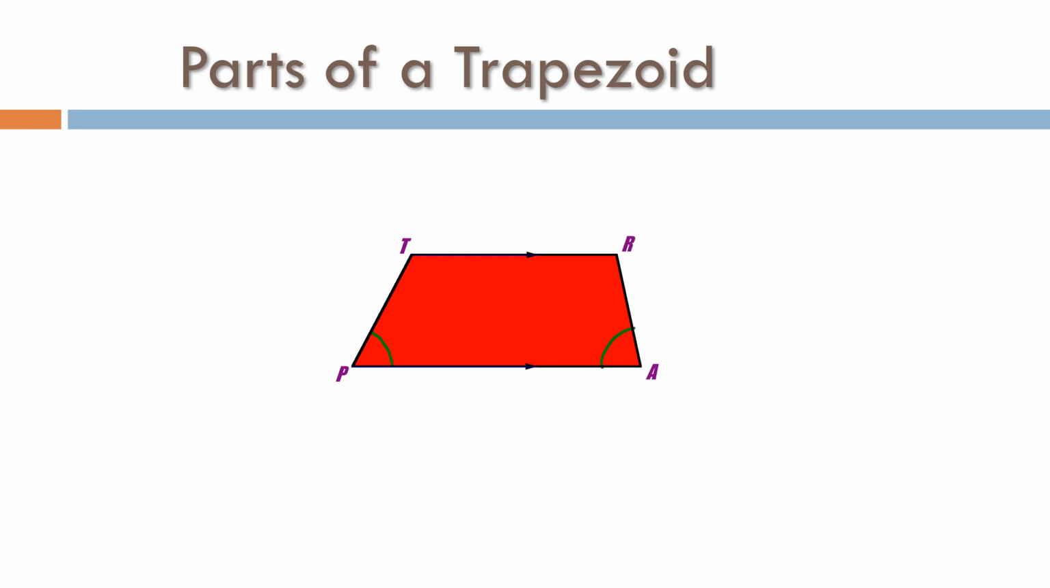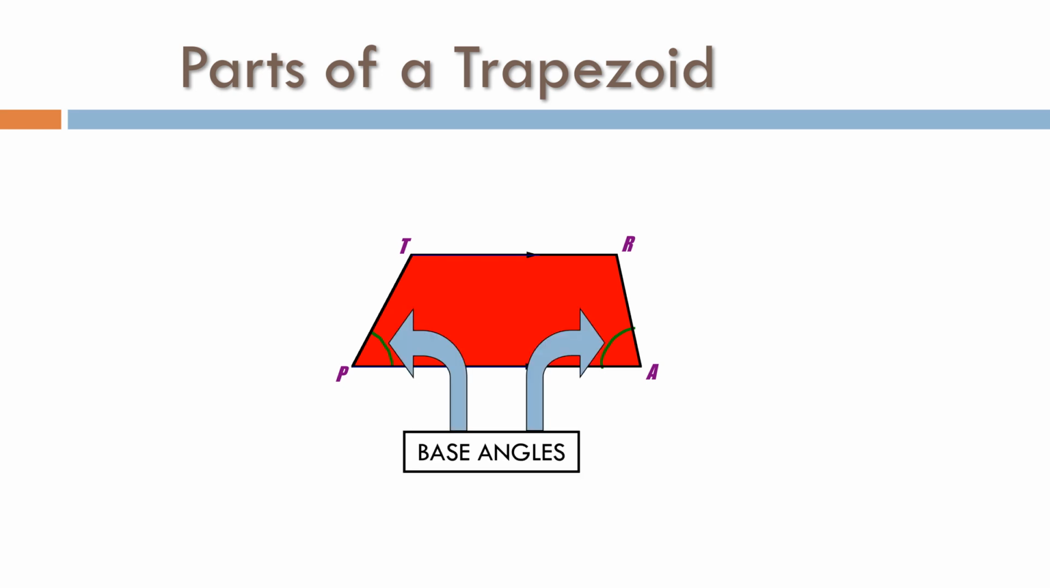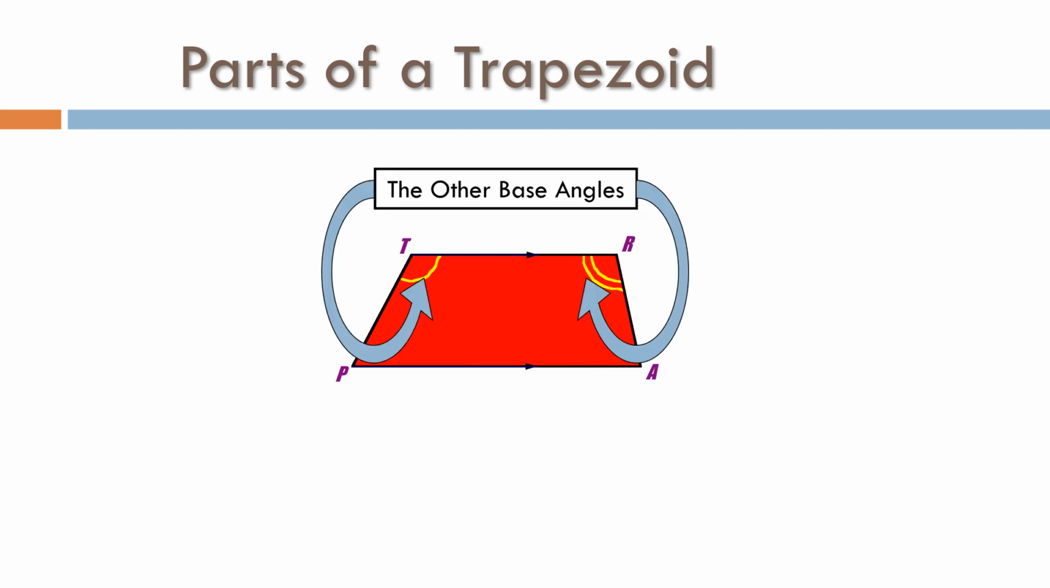Those two angles at the bottom are called base angles because they're attached to the same base. By the way, my diagram is wrong. They should not be marked congruent. That was my fault. I didn't realize it till just now. Those are base angles. The other angles up on top attached to the same base are also base angles. I did that one correctly.